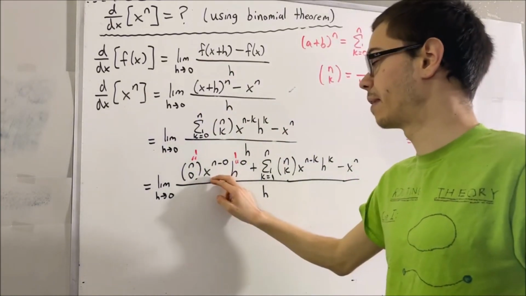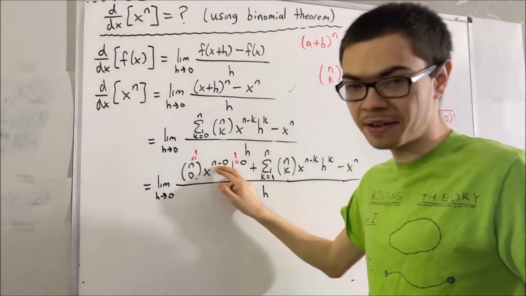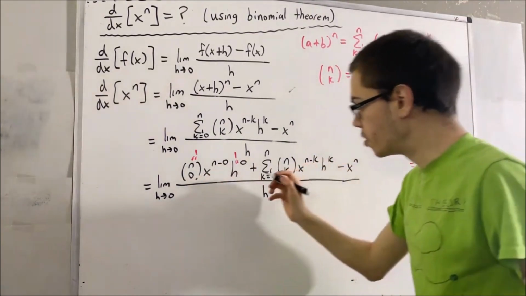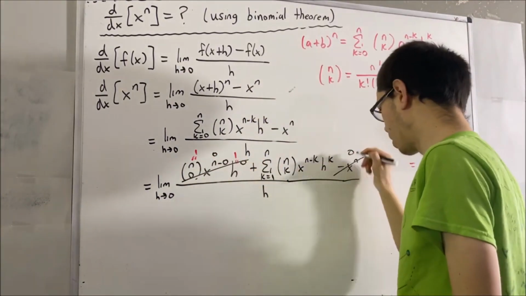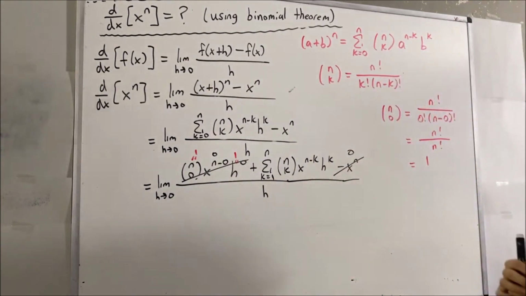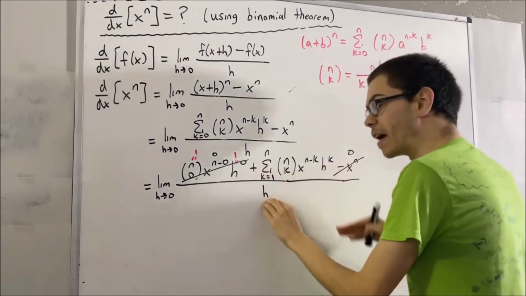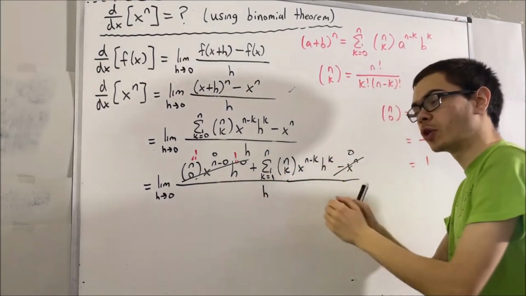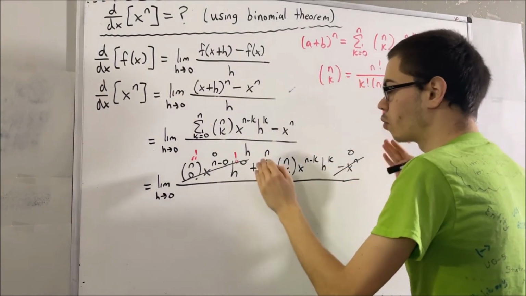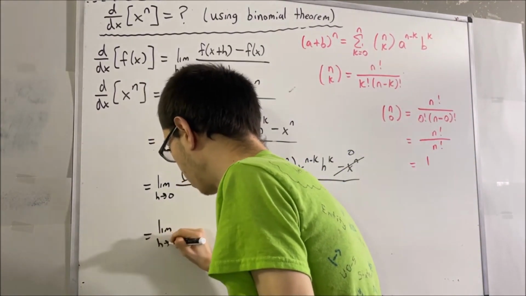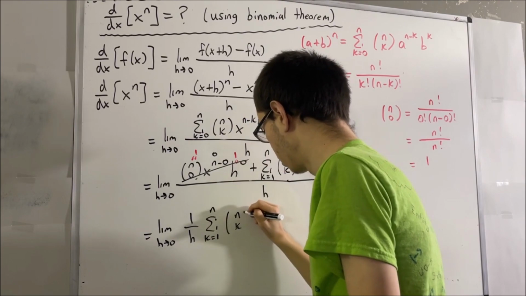Of course, x to the n minus 0 is just x to the n. So really, we have x to the n minus x to the n. So those two things go away, just like that. And so now that we have that, really all we have now is this sum divided by h. And I'm actually going to rewrite this in a different way. I'm going to write it as 1 over h times this sum.